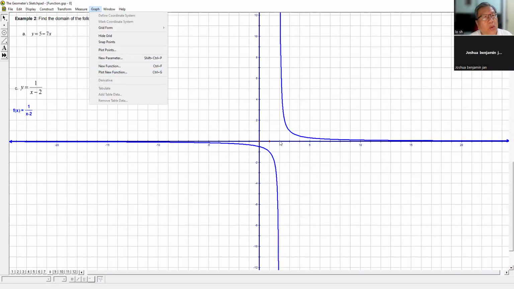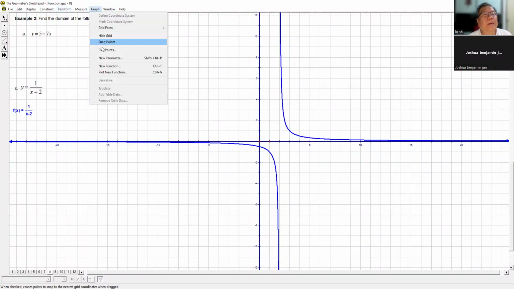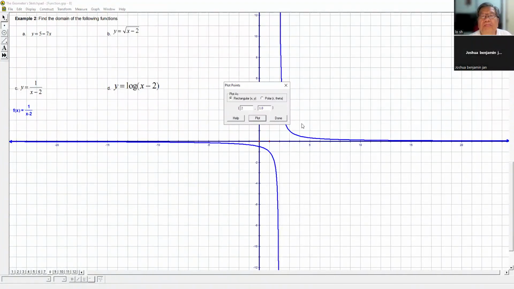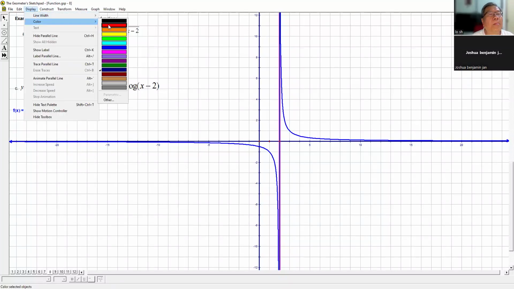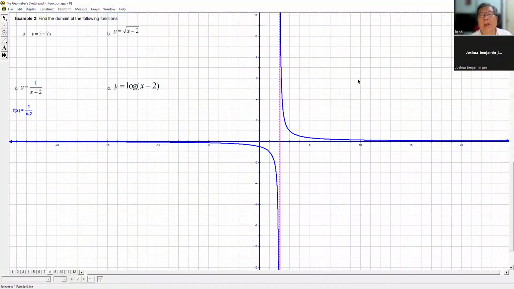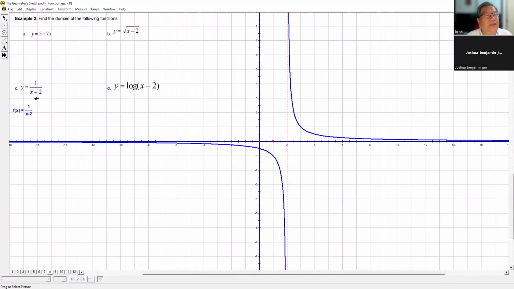x equal to 2. Okay, now you see that this graph, the blue line, is the function y equal to 1 over x minus 2.